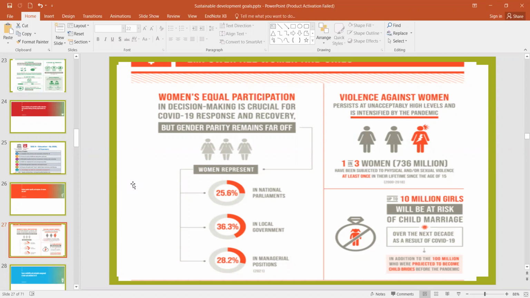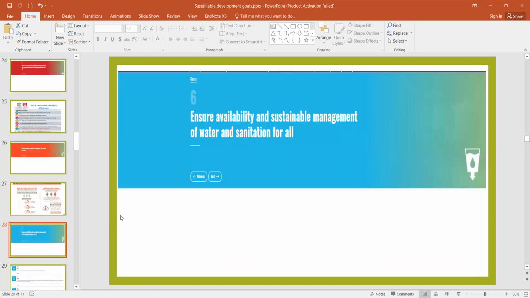1 in 3 women have been subjected to physical or sexual violence at least once in their lifetime since the age of 15, and 10 million girls will be at risk of child marriage. SDG number 6: ensure availability and sustainable management of water and sanitation for all.